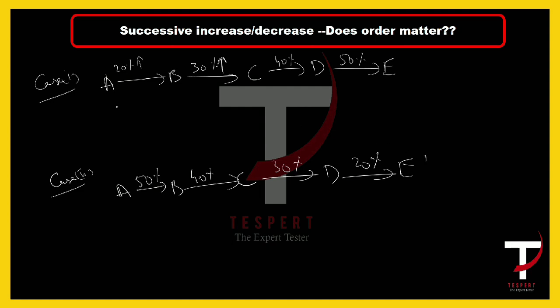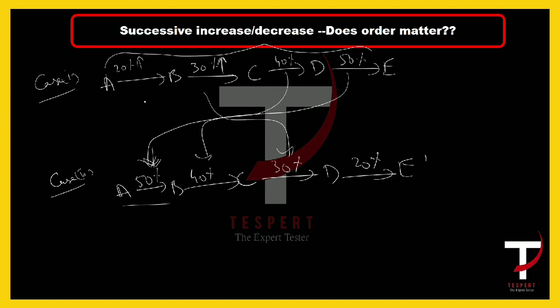Fine. So what did you observe? Here the pattern is 20, 30, 40 and 50. This is the order. Whereas in this, everything became altered. 50 was from D to E here, but in the second case from A to B it's 50. And 40 came here, 30 came here, and 20 came here. So the order got reversed.